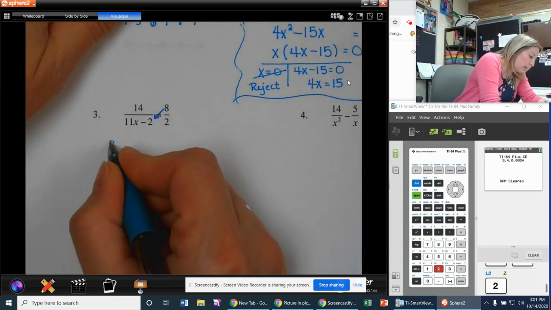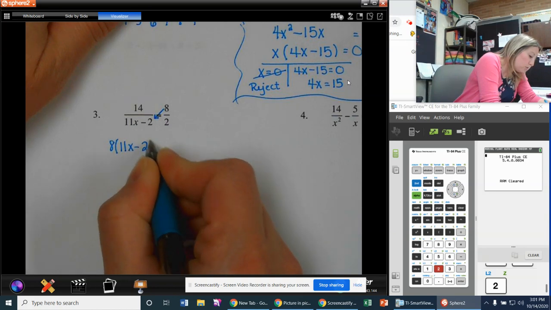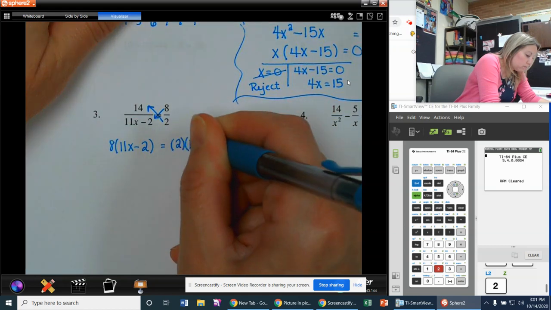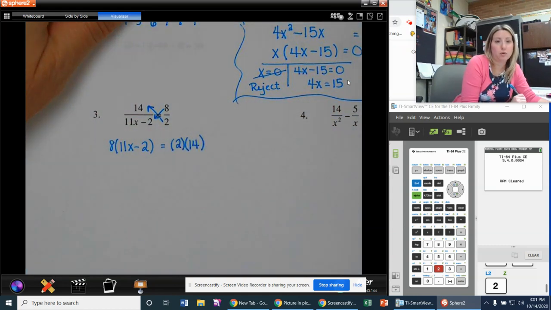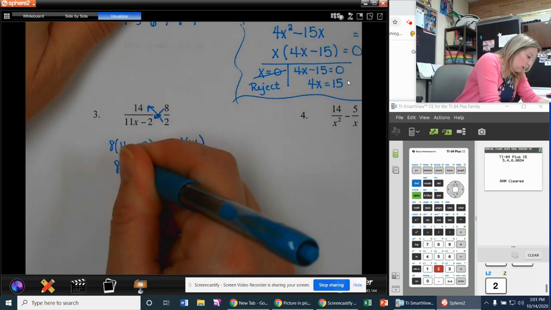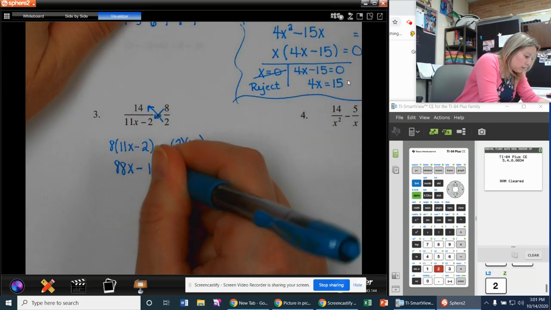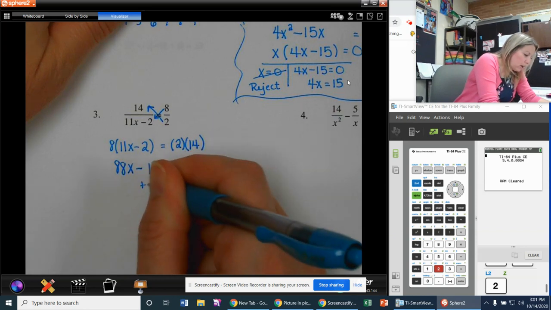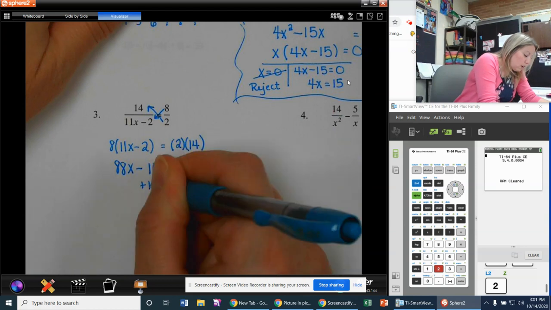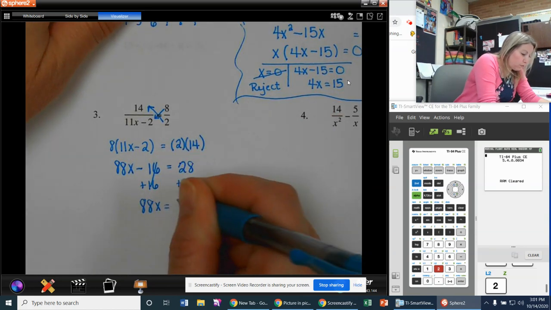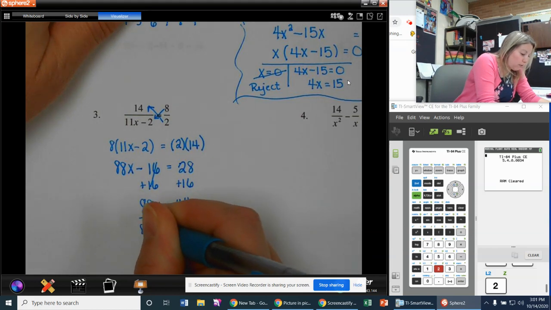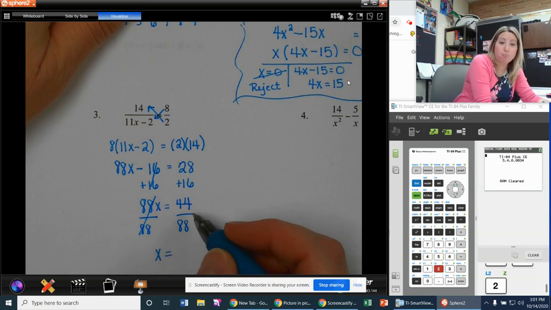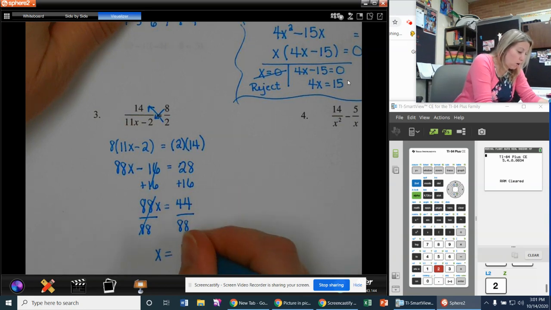So this is really 8 times 11x minus 2. Okay, and over here, this is really 2 times 14. All right, that's what's really going on here. So let's see, we get 88x minus 16 equals, what's that, 28? And now let's add that 16 over. And you get 88x equals 44. Divide both sides by 88. And I get x equals, both divisible by 44, 1/2.